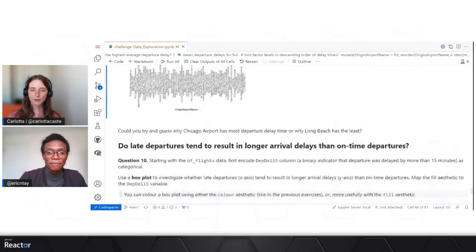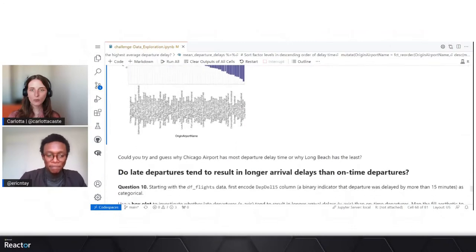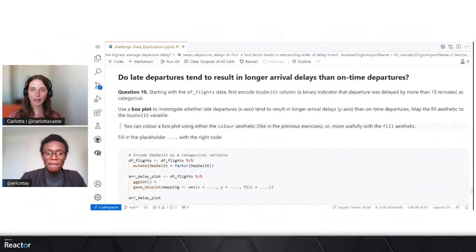So I would move to the next question of our exploratory data analysis, which is also question 10 of our hands-on workshop today. Question 10 is asking us an interesting analysis, because we would like to check if we can confirm from data the hypothesis that late departures tend to result in longer arrival delays. It's quite a logical hypothesis, right? But let's see if data can confirm that or not.